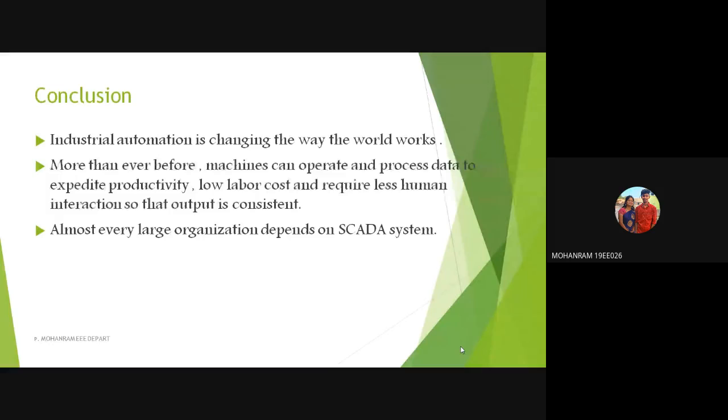They completely depend on SCADA system nowadays, so that human interaction and labor cost can be reduced. And thank you. This is my presentation. That's all.